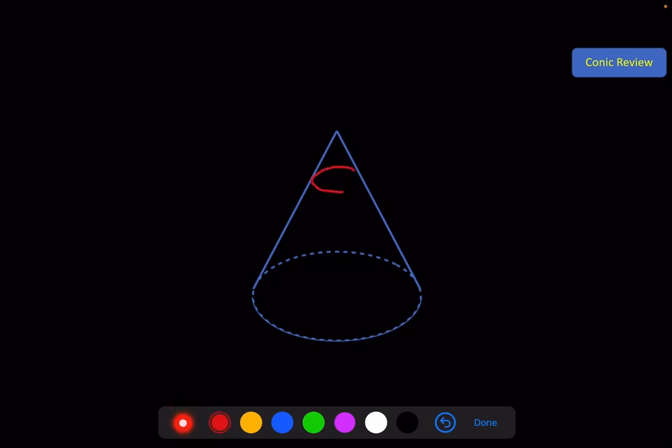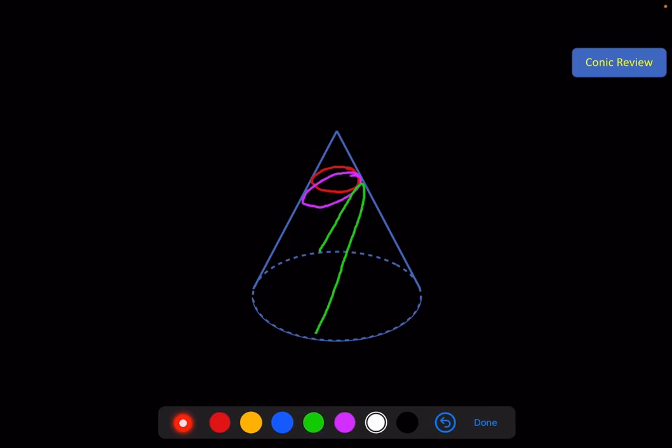We've got circles, if you take a cross-section that is parallel to the base of the cone. But if you adjust your angle slightly, you'll get yourself an ellipse. And if you adjust your angle more so that your cross-section is parallel to the edge of the cone, so the center of this here is parallel to this direction here, then you have a parabola.